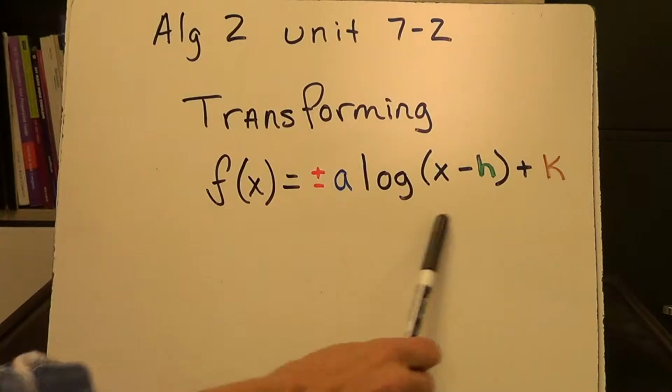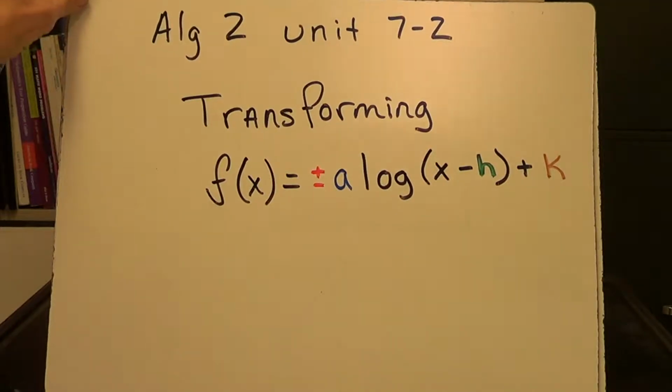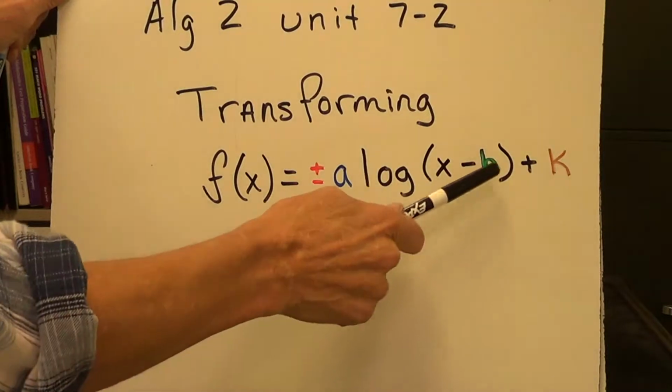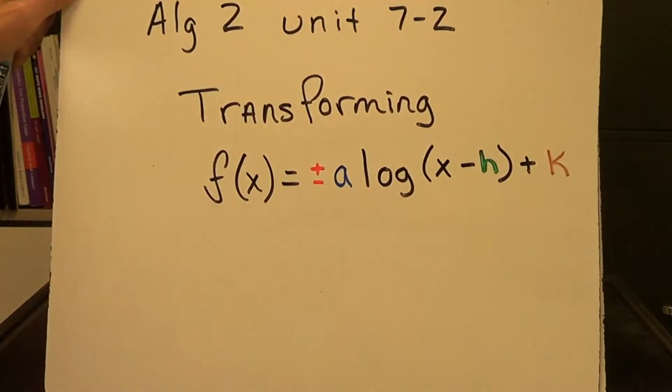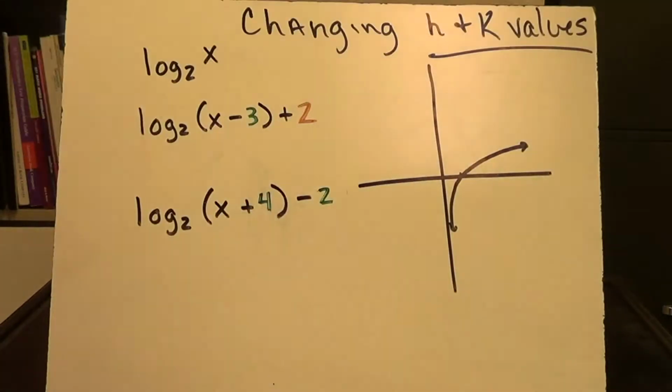Here is the equation for transforming the log. Go ahead and get that in your notes. Pause. Get that in your notes. Now you already know what A does, stretches and shrinks. The negative reflects, the H goes left and right, the K goes up and down. It's the same on all functions. Even when you get into trig, you'll see the same thing.